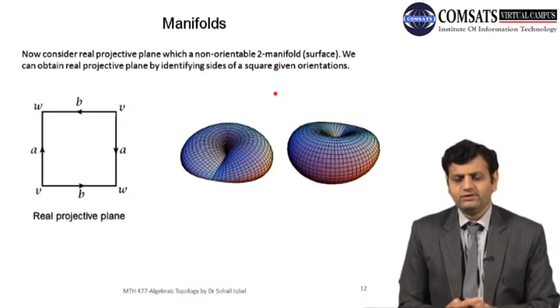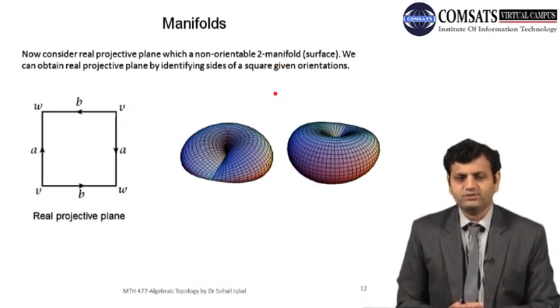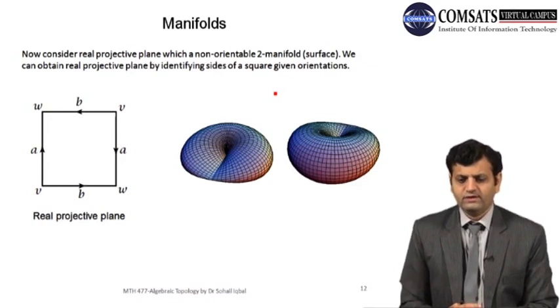Let's continue our discussion about the manifolds, and let's go to non-orientable manifolds. So we have a very typical example of a non-orientable two-manifold. It is the example of a real projective plane. We also know that a real projective plane can be obtained by identifying the sides of a square, but in this case the directions of the arrows are different than the direction of the arrows in the torus case.